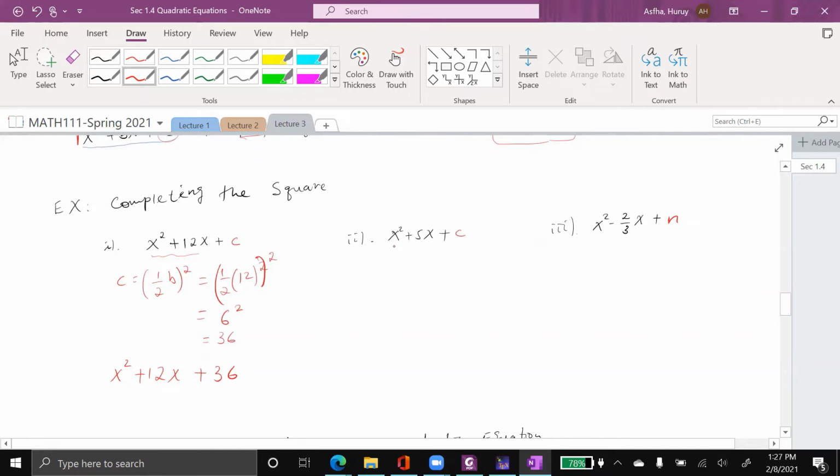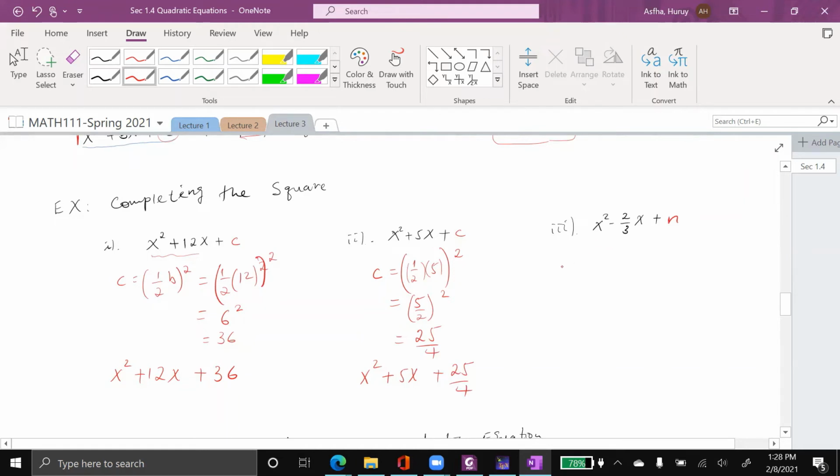And let's go to this one. We have x squared plus 5x plus c. And in order to make this one a perfect square trinomial, c has to be half of our b, which in this case is 5, the whole square. And half of 5, or 5 over 2, is just 5 over 2 squared. And this is 25 over 4. Therefore, the trinomial becomes x squared plus 5x plus 25 over 4.